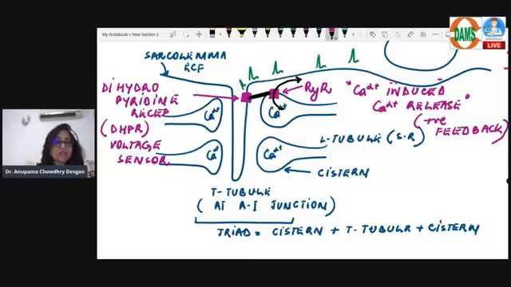Karthik, calcium is present inside the sarcoplasmic reticulum, not in the cytoplasm. Okay? This excitation contraction coupling is causing release of calcium from the sarcoplasmic reticulum into the sarcoplasm.